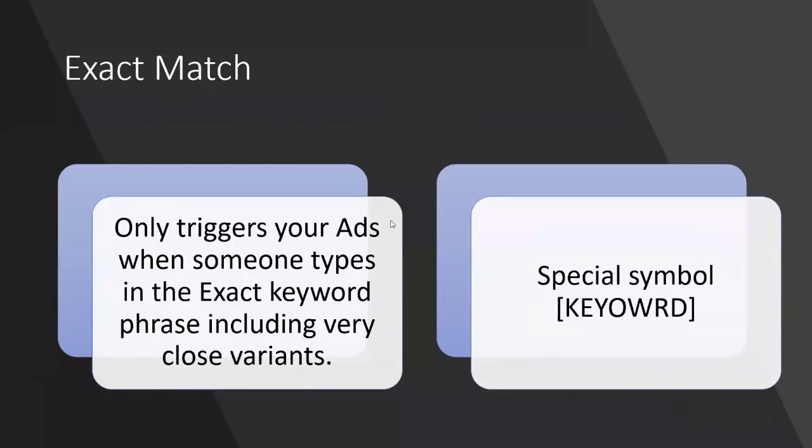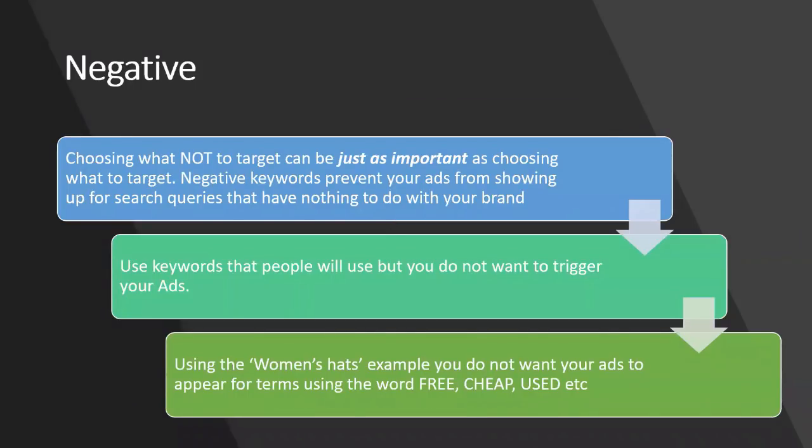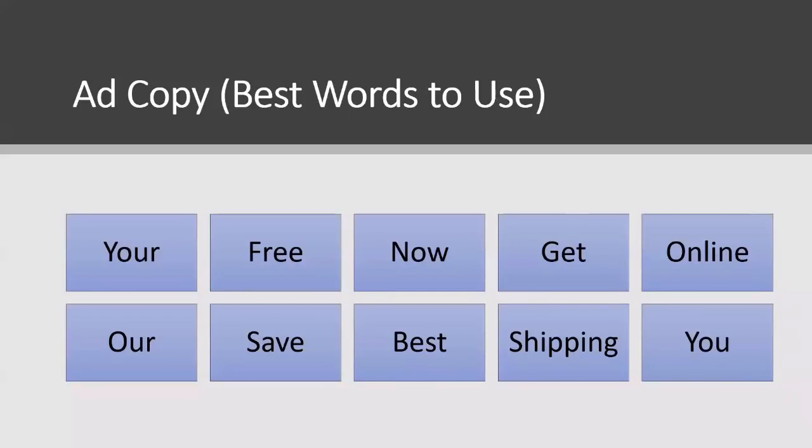So let's just come back to where we were. That's exact match. Then I will show you, when we set everything up, how to add negative keywords to your campaigns. So when your ads are set up, we don't want our ads triggering on things like free, cheap, used, that type of thing, because that's just going to be wasted money. So we're going to run through this new setup, and obviously look at, when we set up the ads, good copy, having words like your, free, now, get, online, shipping, best, save, for example, all in the ads.